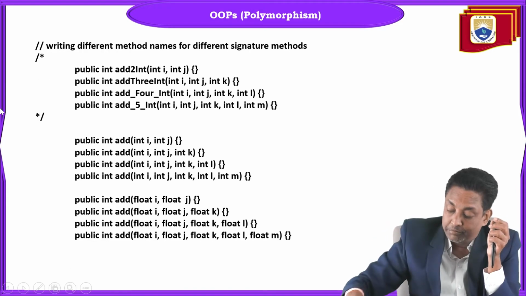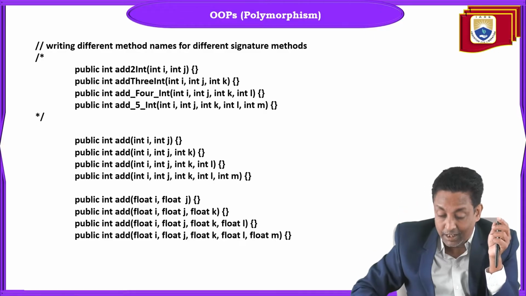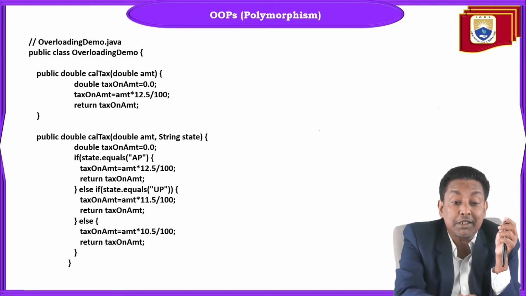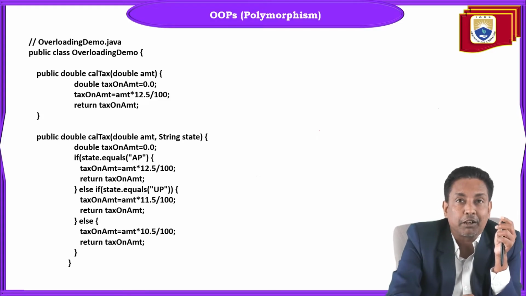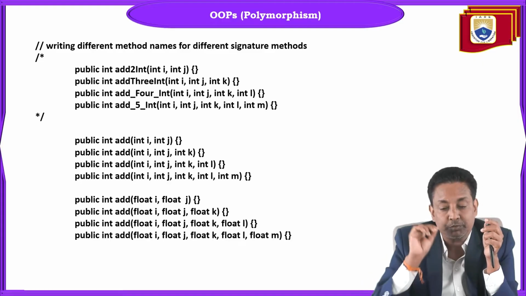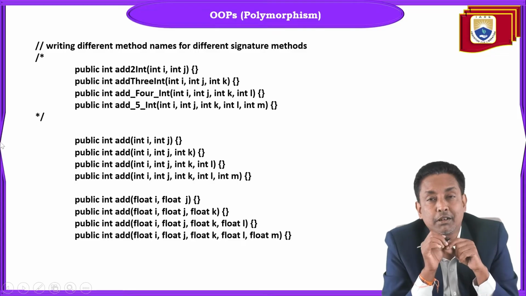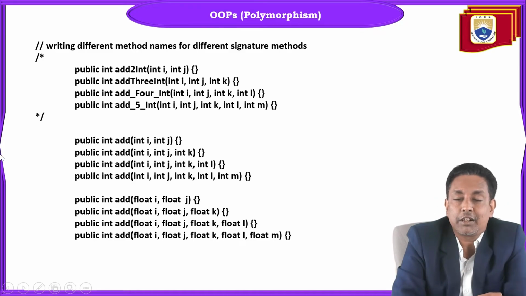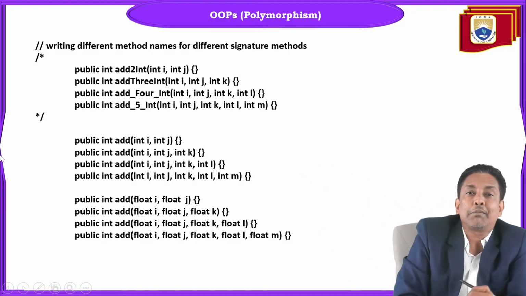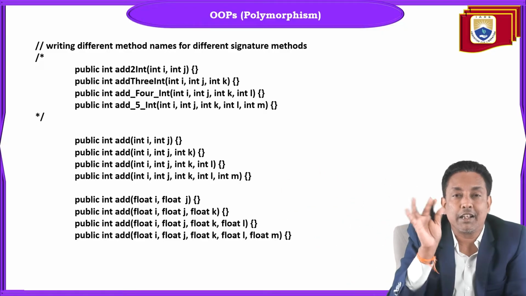If object oriented programming doesn't support method overloading, and we could write the same method many times only by changing the method signature, we could repeat the same method many times. Suppose programming doesn't support method overloading. For example, I want to write one add method to add two integers, one add method to add three integers, one add method to add 4 integers, 5 integers, and so on, up to an add method which accepts and adds 10 or 20 or 30 or 50 integers.